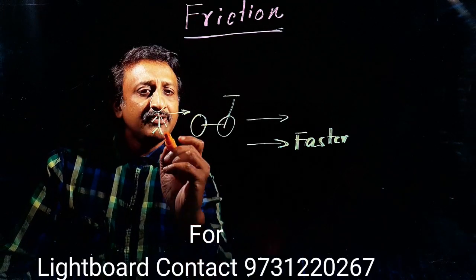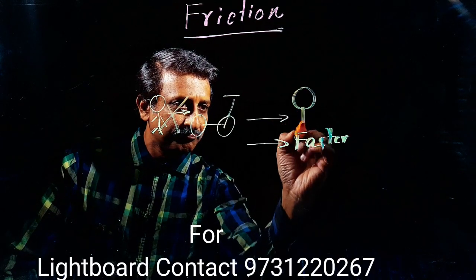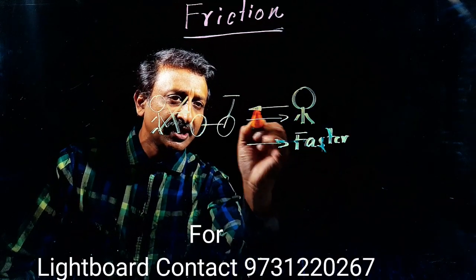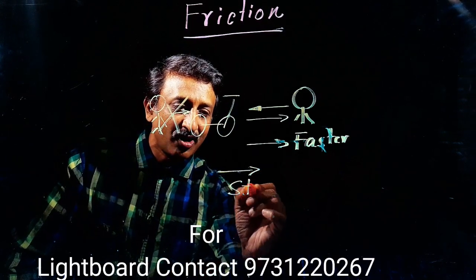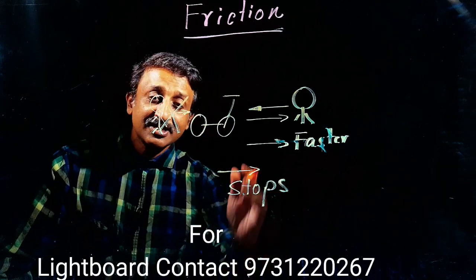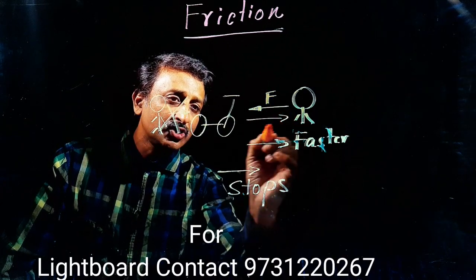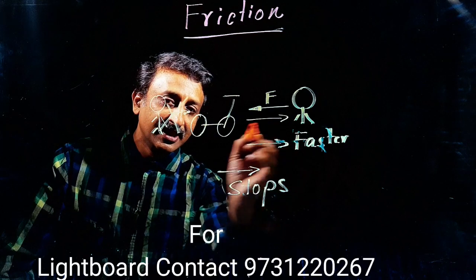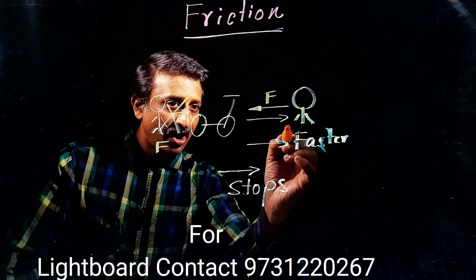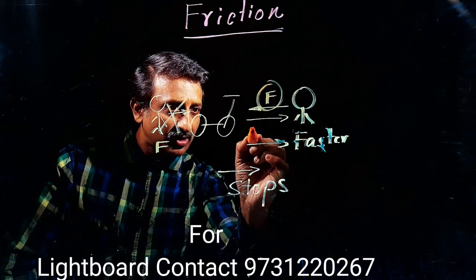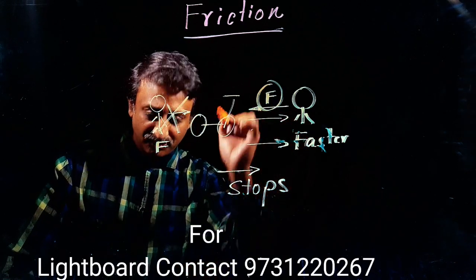Instead of my friend giving the push from here, he comes here and gives the push here. My bicycle stops. What happens? My bicycle stops because he is giving the force opposite to my direction of motion. Here he was giving the force along the direction of motion. Now, if the force is opposite to my motion, it is going to stop. So there is a force.